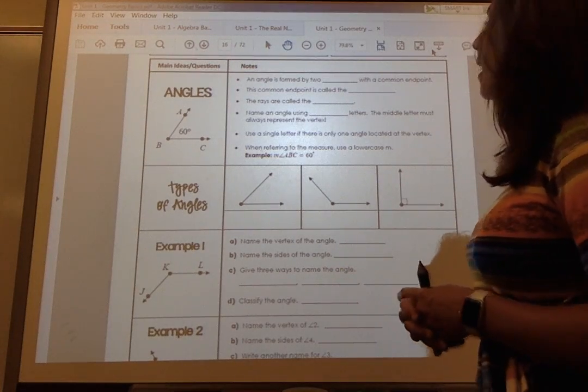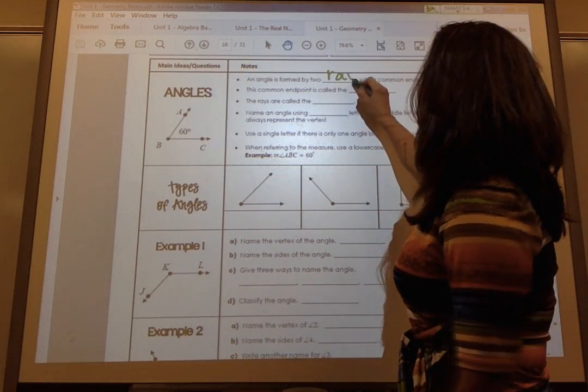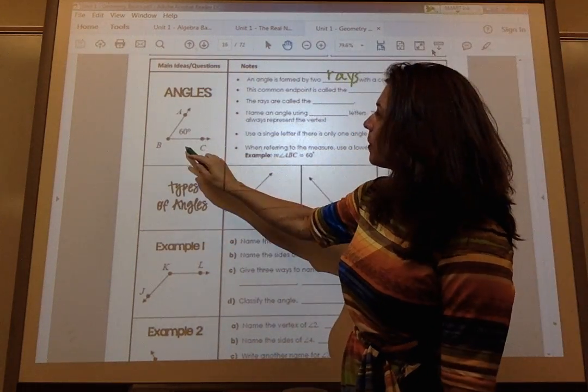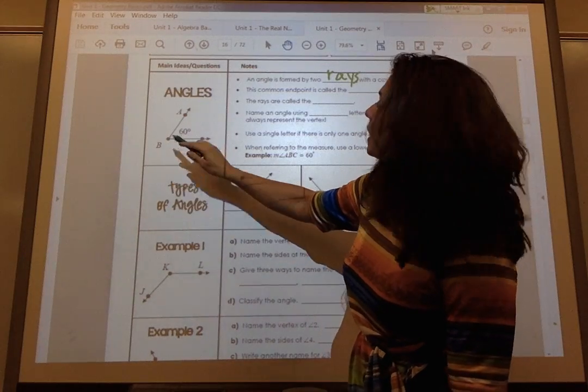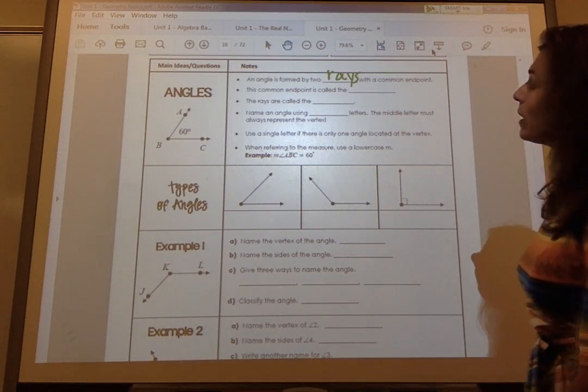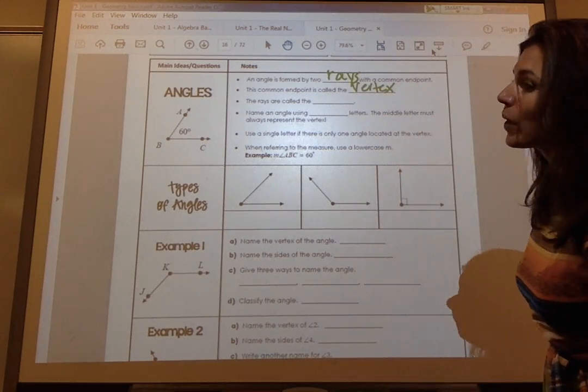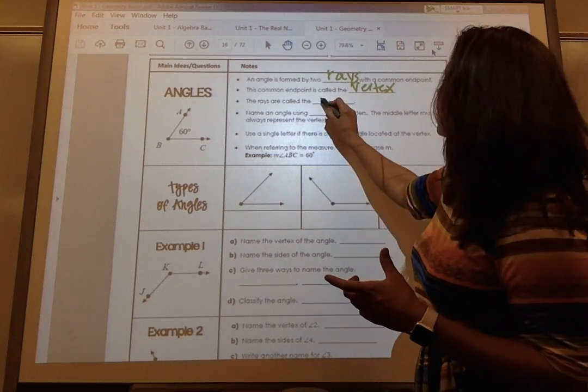So, how is an angle formed? An angle is formed by two rays with a common endpoint. So my picture's over here. My common endpoint is B, and my rays are BA and BC. The common endpoint is called the vertex. The rays are called the sides of an angle.